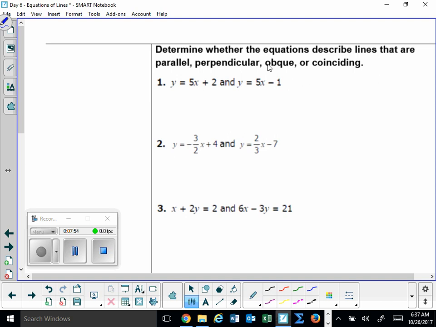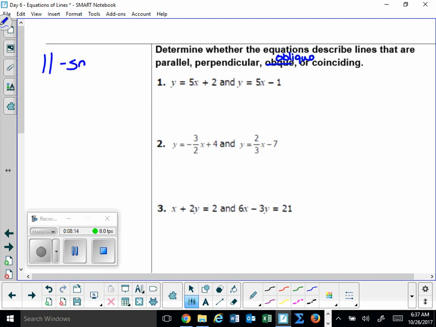Let's see, drop my pen. No matter how I'm looking to spell this, it doesn't look right to me. I think it's OBLIQUE. I could be wrong on the spelling of the word oblique, right? But let's talk about this.